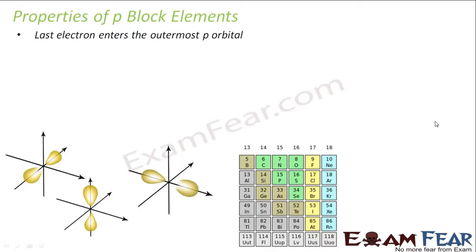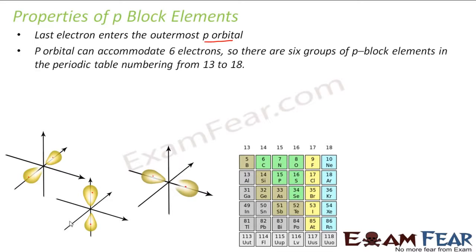As I told, the last electron enters the p orbital, and the p orbitals look like this. We have discussed the shape of the p orbitals in the atom chapter, and if you don't understand these p orbitals, please watch my videos on atoms where we discuss the shapes and size of the p orbital. The p orbitals can accommodate at the max 6 electrons, one here, one here, one here. So 6 electrons it can accommodate, and that's why we have 6 groups in the p block, correct?